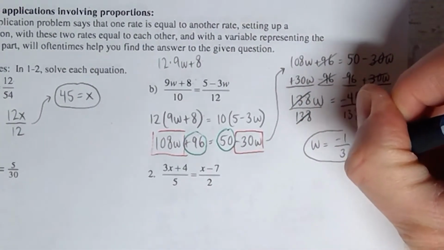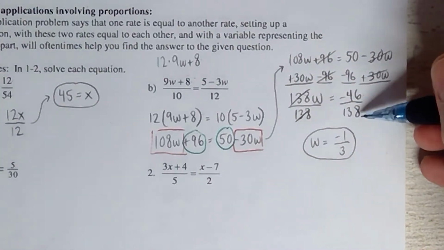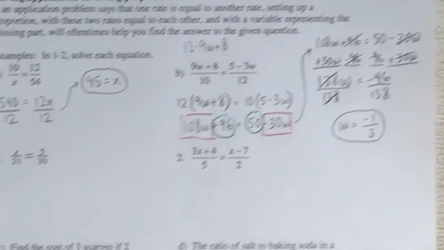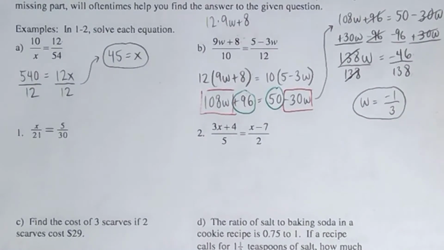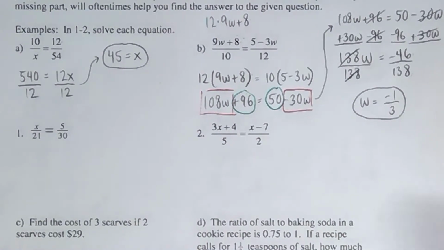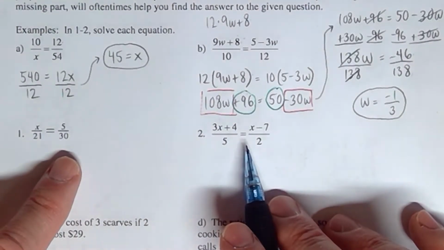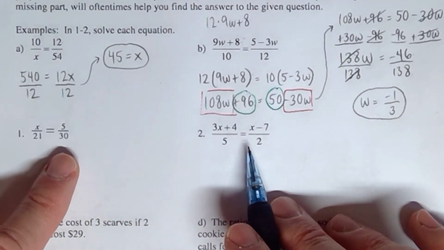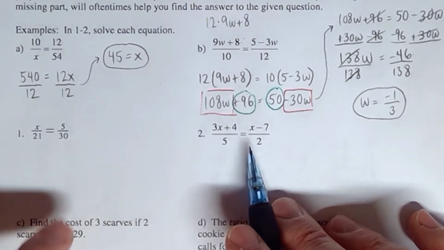Not expecting you to reduce it that quickly. Okay, you could reduce it a little bit at a time, but it eventually would be negative 1/3. And so that is problem B. As you can see here, problems 1 and 2 look very similar. Okay, not a coincidence. They are supposed to be similar.